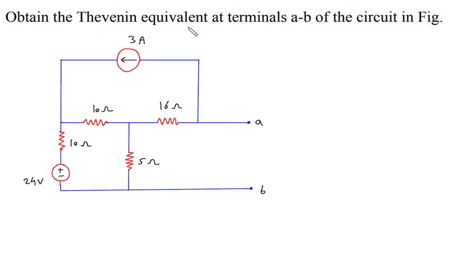Obtain the Thevenin equivalent at terminals A, B of the circuit in figure. We have to find VTh and RTh of this circuit and then find the Thevenin equivalent circuit. Solution. First we will redraw the circuit.